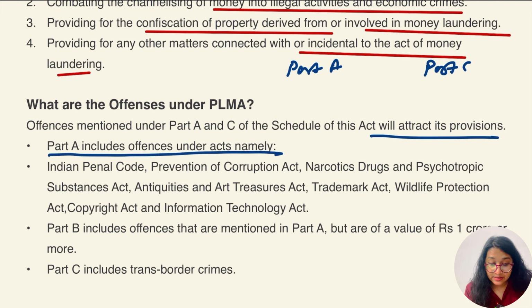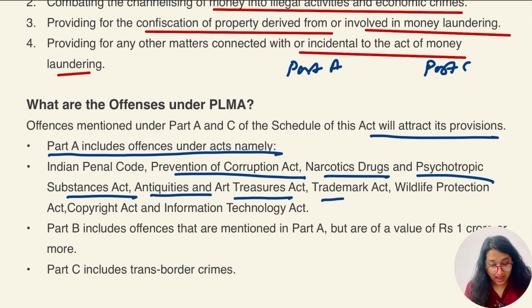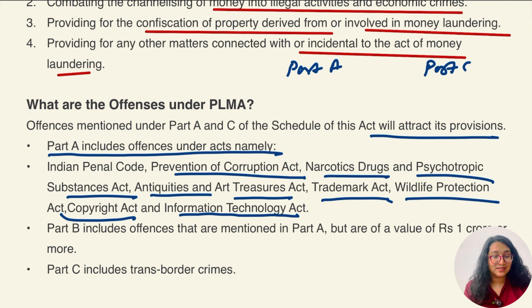Part A includes offences under Acts, namely the Indian Penal Code, Prevention of Corruption Act, Narcotic Drugs and Psychotropic Substances Act, Antiquities and Art Treasures Act, Trademark Act, Wildlife Protection Act, Copyright Act and Information Technology Act. Let's go to what is written next.